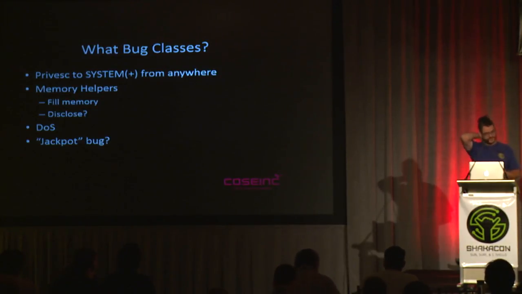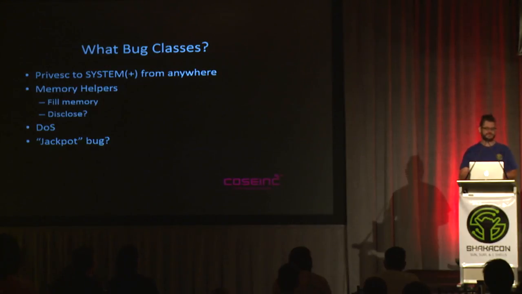So if we win, if we get a result, what are we going to achieve? Well, we can probably get Privesc to SYSTEM, and I put SYSTEM plus, because if you pop something like CSRSS, that's actually pretty much you own the kernel at that point. So at least SYSTEM plus, and I mean from anywhere. I mean from inside the most restricted sandbox, because everything will let you make an ALPC connection, and there's no SIDs.